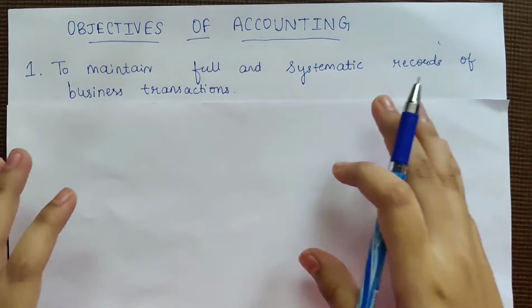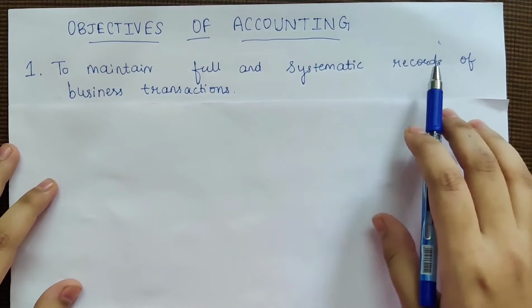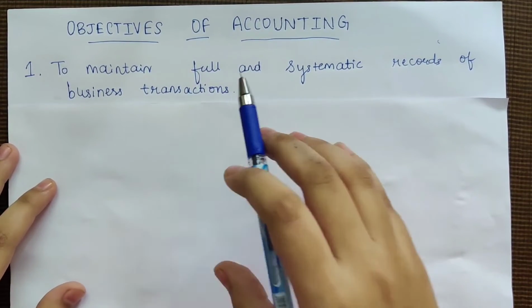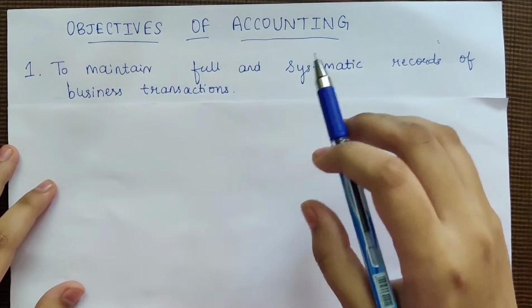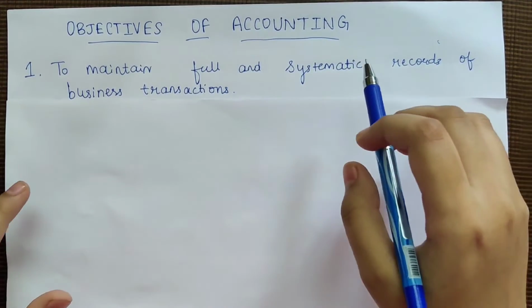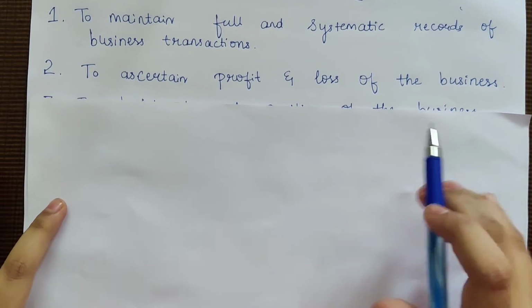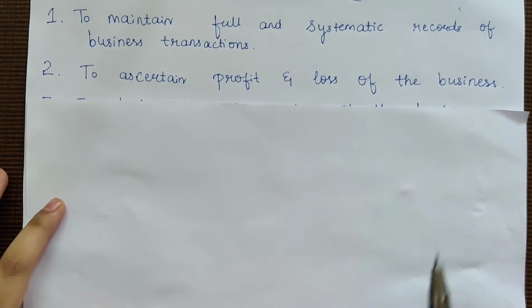So that's why a proper and complete systematic record of business transactions is required, and the recorded information enables verifiability and acts as evidence. Okay, the next is to ascertain the profit and loss of the business.